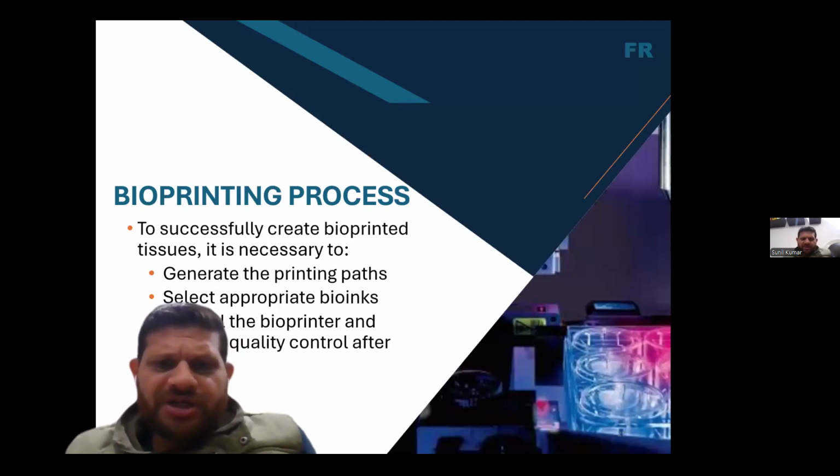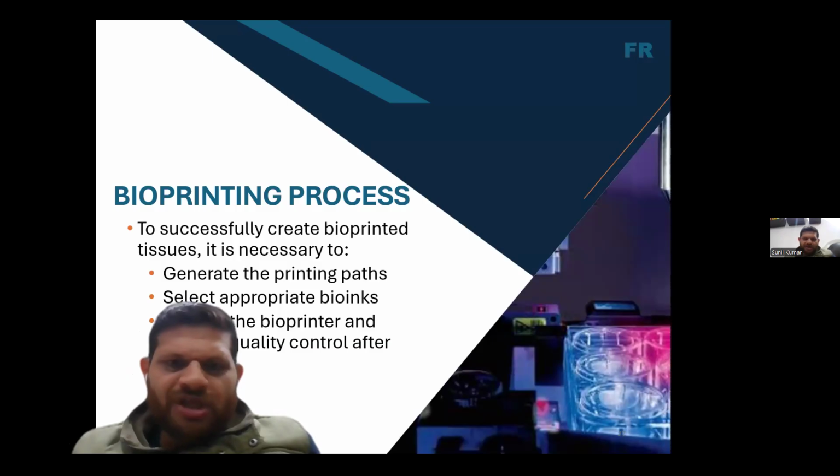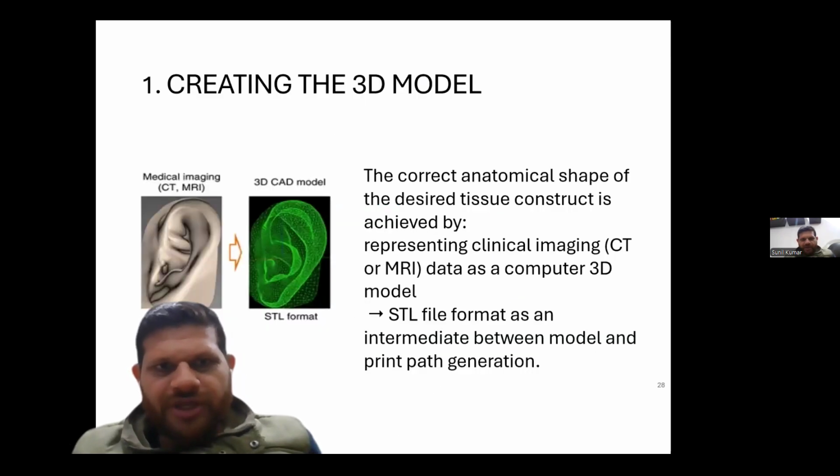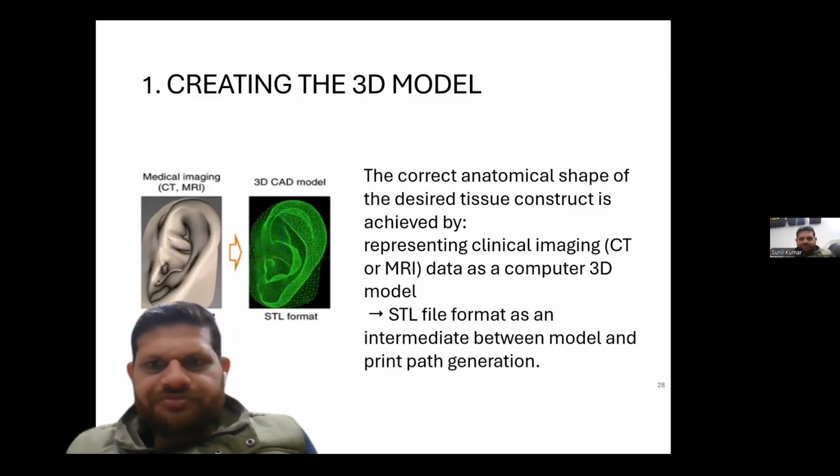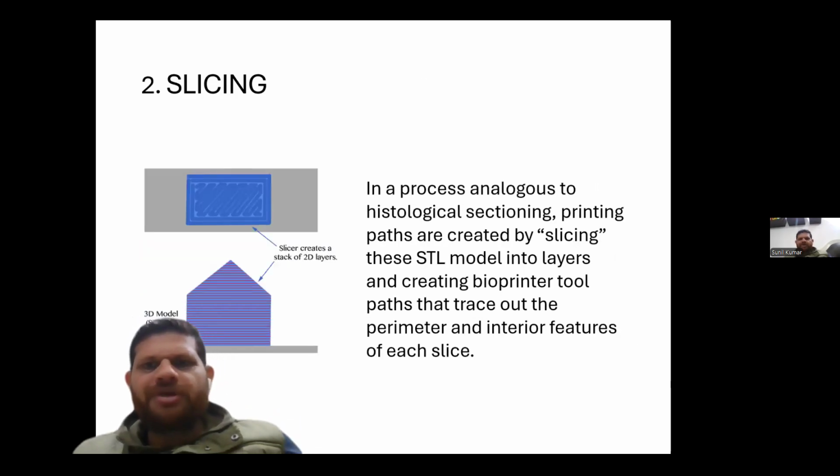So how is this bioprinting done, what is the process, and what are the cells, how are these cells generated? We will just have a little knowledge about this. To successfully create bioprinted tissues, it is necessary to generate printing paths, select appropriate bioinks, control the bioprinter, and perform quality control after printing. First, we create a model. That model should look like the original one, which can be created using reverse engineering with the help of MRI or cameras. We can build a model in CAD, create an STL file, then slice it and give it as input to the printers.